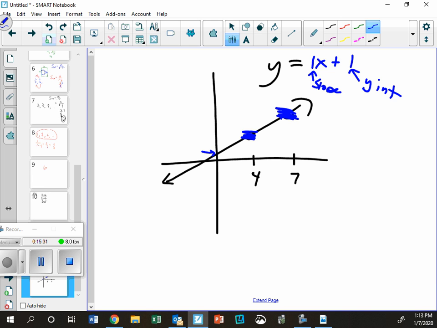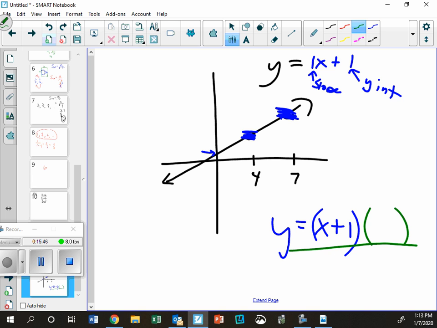Now I need to add the holes in. So I'm going to rewrite it, y equals x plus 1 with parentheses around this. Why do I want parentheses around that? So that when I put the hole in, the hole will cancel off and leave me my x plus 1.